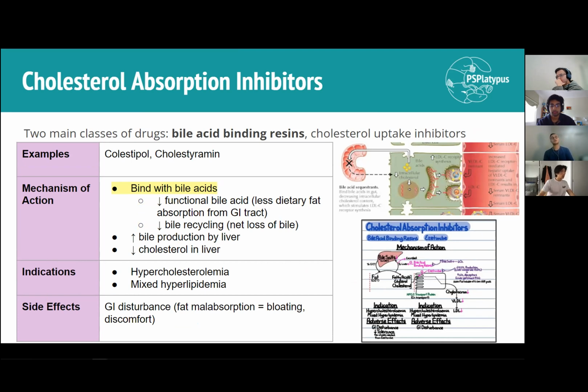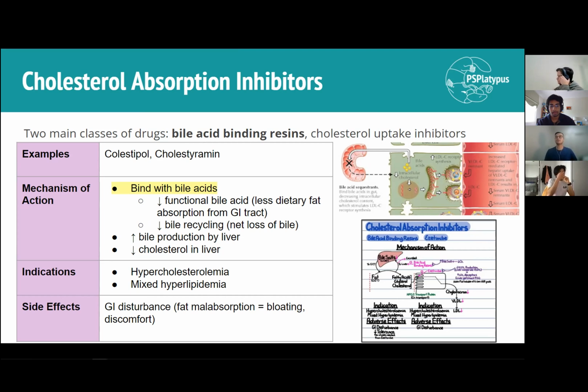So we talk about two main classes when it comes to this: the bile acid binding resins and the cholesterol uptake inhibitors. Now, bile acid binding resins again are named quite well, and there are two examples of them: cholestyramine and colestipol. Neither of them are on your core drug list, so I wouldn't get too hung up about them, but just remember them as a class and what they do as a class. So as a class, they bind with bile acids. And if you bind these drugs with bile acids, then that bile acid becomes less functional because it's bound by something. And so that means those bile acids can't then break down dietary fat, and so you have less dietary fat absorption.